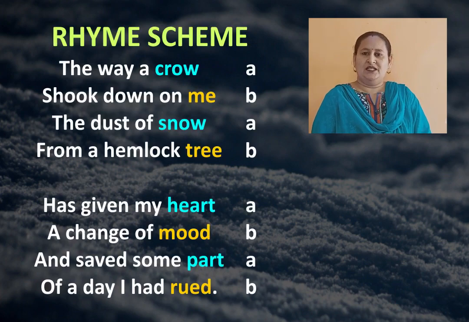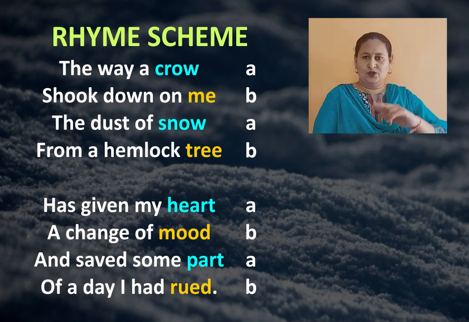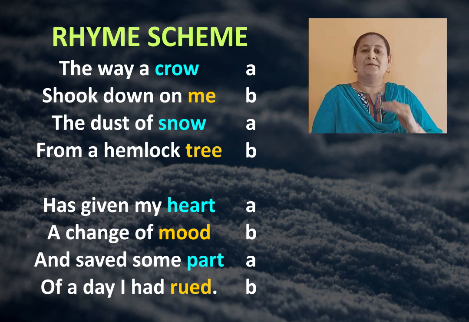Now let us see the rhyme scheme of this poem. If you read the last word of each line, you will come to know the rhyme scheme of the poem is A, B, A, B. Let me read it for you. Crow, me, snow, tree. So crow and snow, A and A, me and tree, B and B.